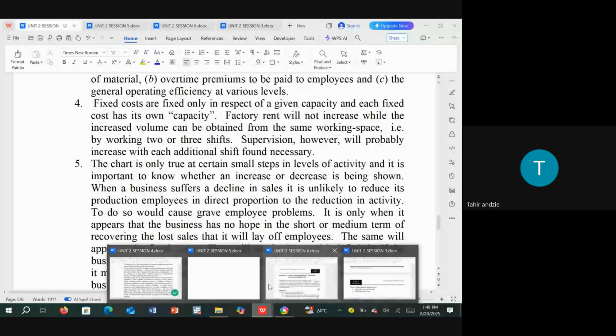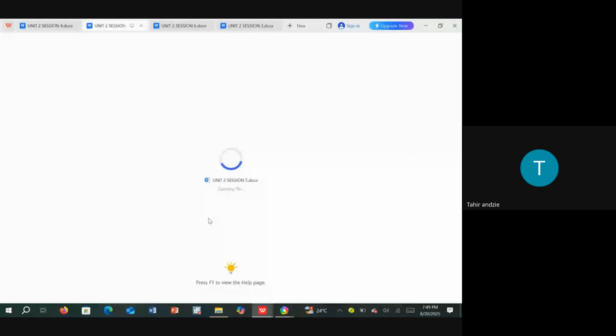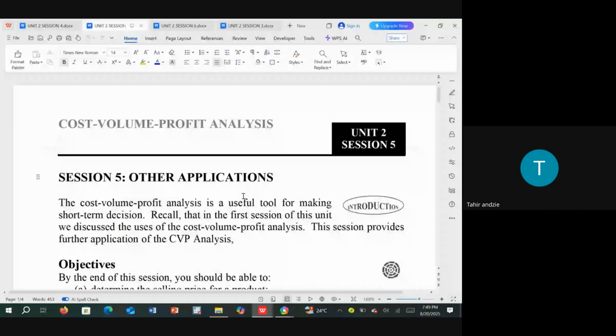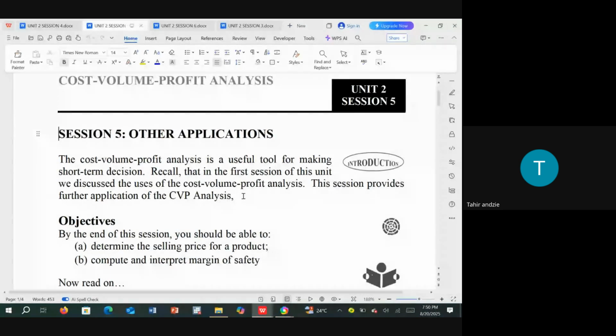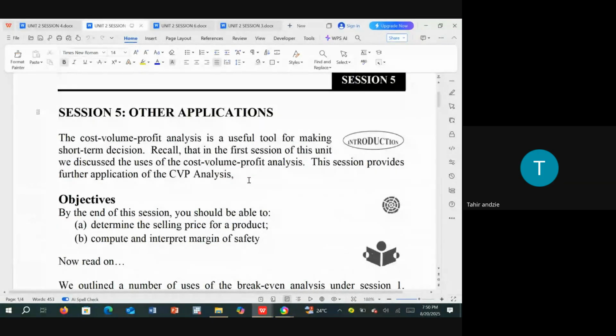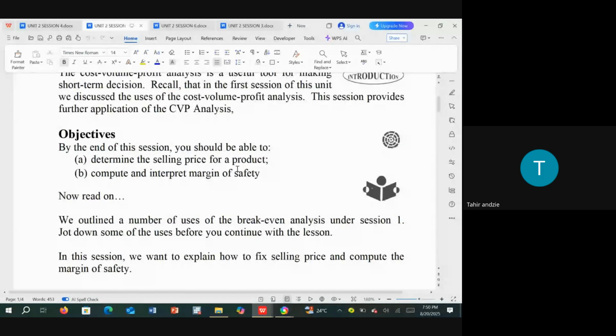Now let's move on to Unit 5. Unit 5 has to do with the other applications of break-even analysis. Remember that apart from the formulas we have deduced, the sensitivity analysis that we have gone through, and then the chart, we can also use the break-even to determine selling price. We can use it to determine profit. So there are certain other applications. Then we also have margin of safety. I've explained the margin of safety to you sometime. So let's see how we can use the break-even analysis to determine some other information.